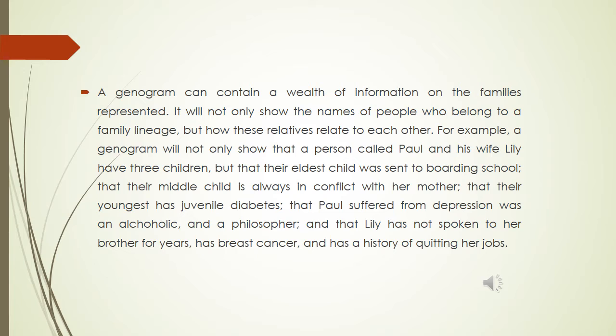But the eldest child was sent to boarding school. Their middle child is always in conflict with the mother. So, they don't get along with each other. The youngest has juvenile diabetes. So, Paul is suffering from depression and he is an alcoholic and he is a philosopher. And Lily, the wife, has not spoken to her brother for years and she has breast cancer and a history of quitting her jobs. So, all this information we can see in the genogram.